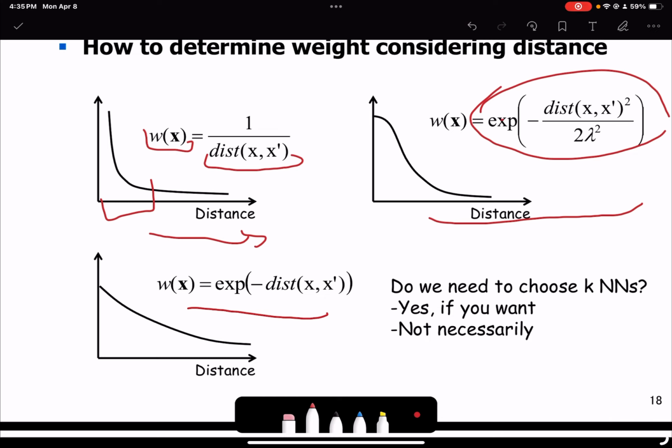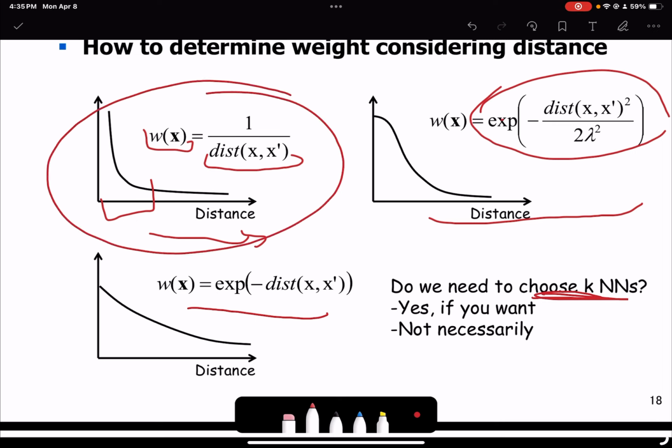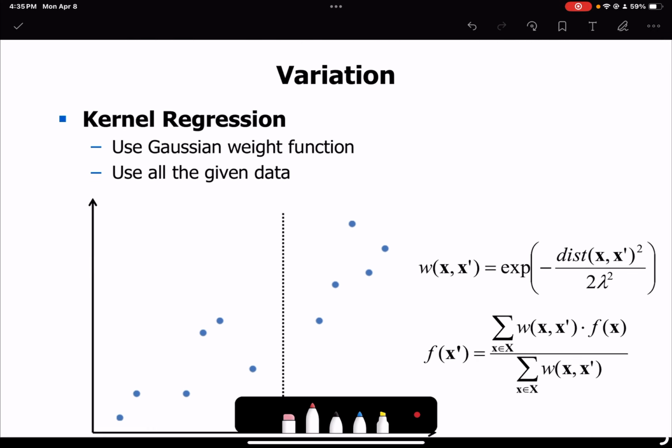So do we need to choose the KNNs in this case? Obviously those data points that are closer to the point under consideration will be given higher weightage. So do we still need to consider the KNNs? Yes, we can, but it is not that much required if we use this distance formula. Obviously we are going to give more weight to those neighbors that are closer to the point under consideration.